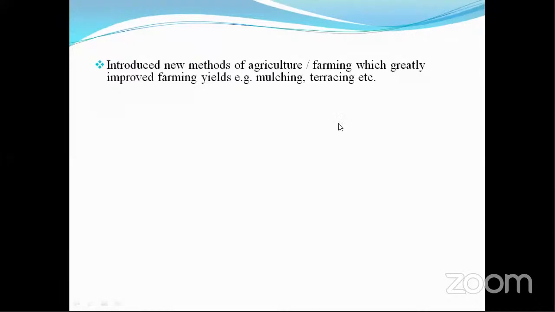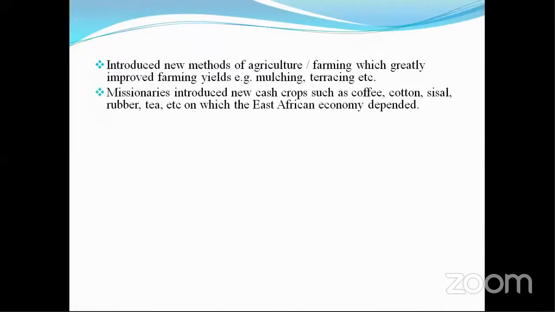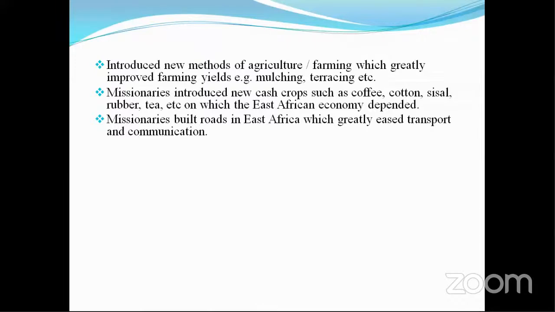Let us first go back to our work because we have a lot to look at. If that one is clear, that was all about agriculture. There is this other point here, that missionaries introduced new cash crops such as coffee, cotton, sisal, rubber, tea, etc., which the East African economy depended on. So we are talking about cash crops now. The economies of these East African countries depended on such cash crops introduced by missionaries. The activity is introduction of new cash crops. The effect is the economies of East Africa benefiting from the new cash crops introduced by the missionaries.